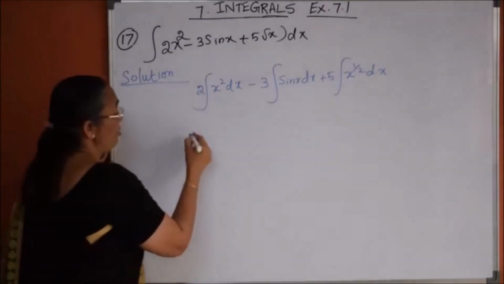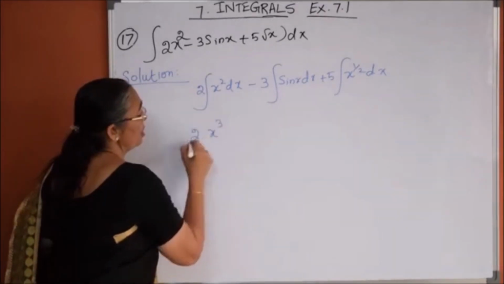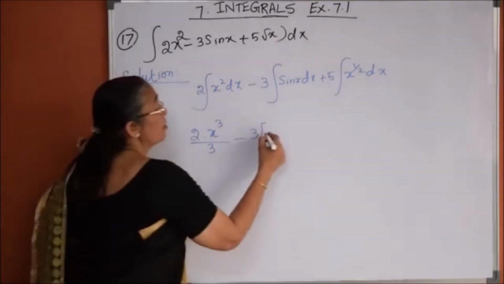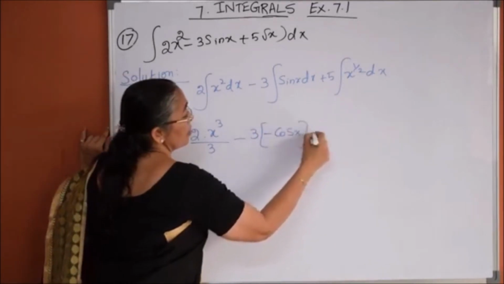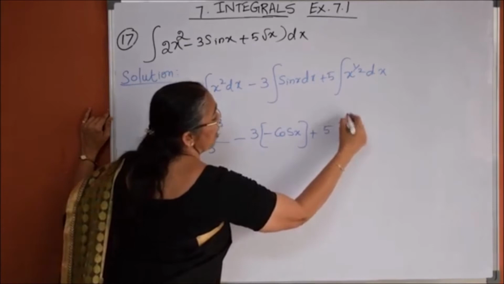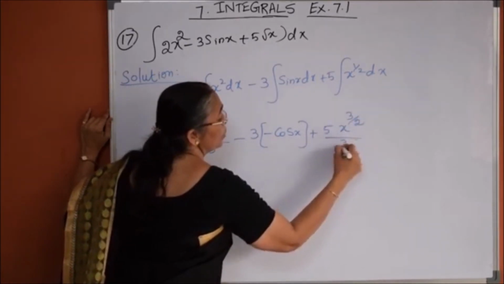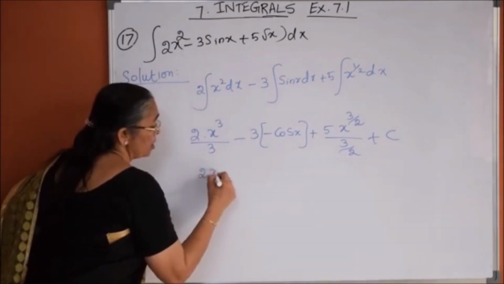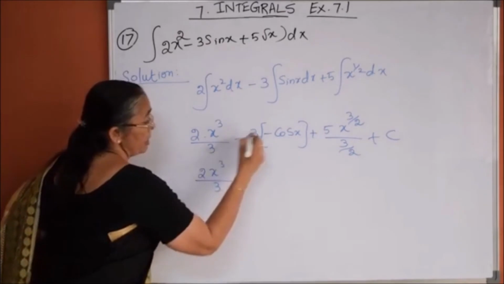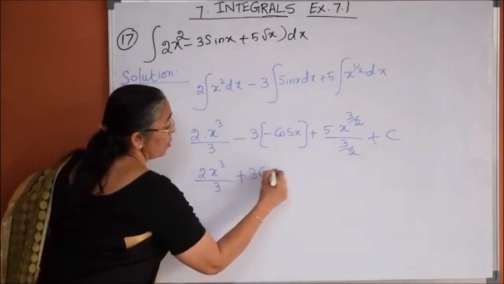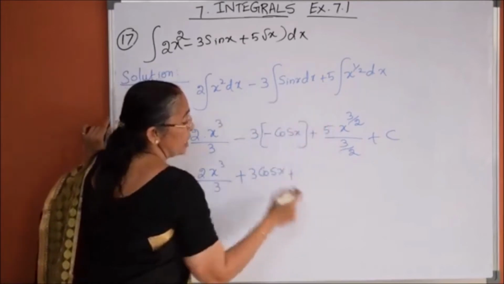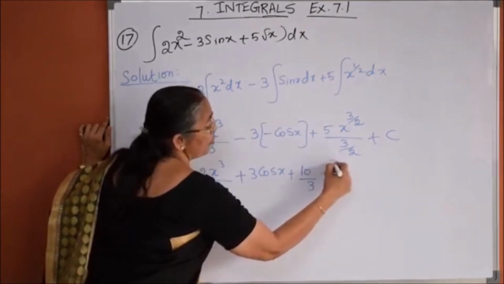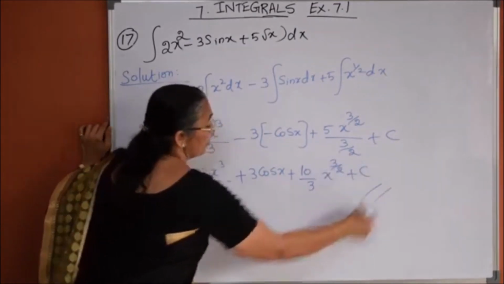Now the integration of x square dx is x to the power of 3 by 3, minus 3 into the integration of sin x, which is minus cos x, plus 5 times the integration of x to the power of half, which is x power 3 by 2 divided by 3 by 2, plus c. So we get 2x cube by 3, minus of minus, plus 3 cos x, plus the reciprocal of 3 by 2, which is 2 by 3. So 10 by 3 of x to the power of 3 by 2, plus c.